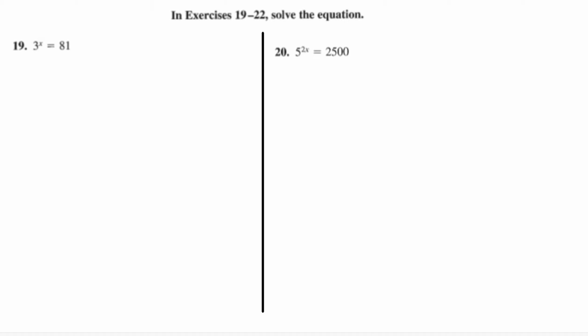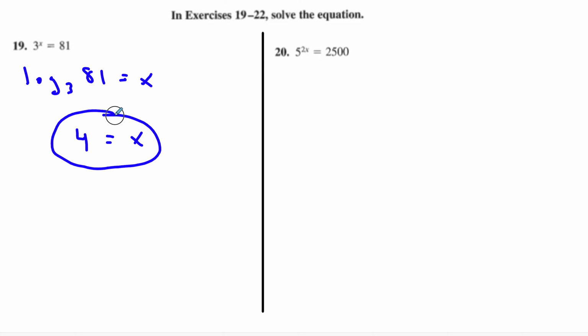Solve the equation. Okay. So, well, there's a couple different ways to go. First off, we know that the x is the exponent, and it's a log base 3 of 81. You can take the log base 3 of 81. It turns out to be 4, and you're done.